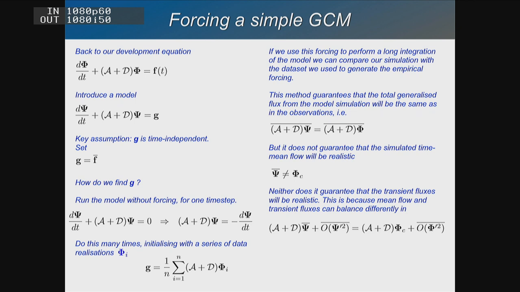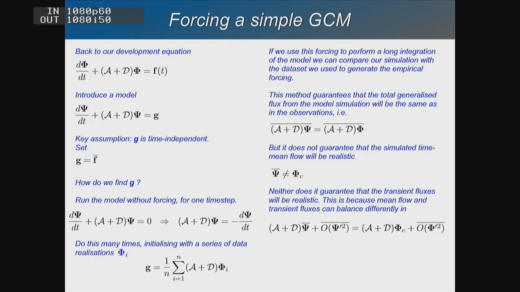And I have a whole string of observations, of 55,000 realizations of the observed atmosphere. I'm going to use all of them, and I'm going to do this 55,000 times, right? Just one time step, okay? And g is just the average of all those, right? If I say g is equal to the average of all these one time step forecasts, it will be the average of A plus D acting on phi, right? Which is f bar, okay? So that gives me g equals f bar. I can use the model on the observed data to find the forcing. So then I take that forcing that I've diagnosed and put it on the right-hand side, and I've got a GCM. So that's the trick, okay?